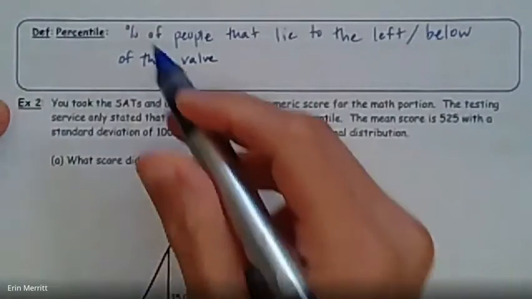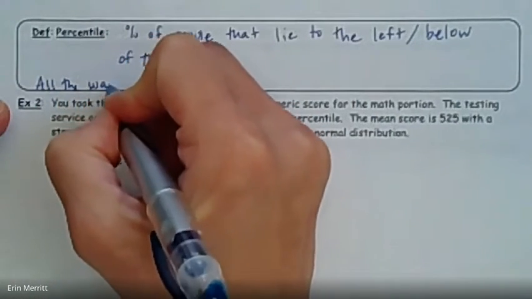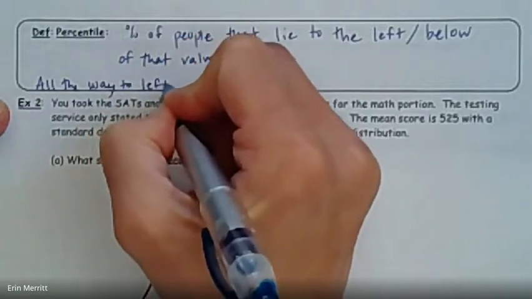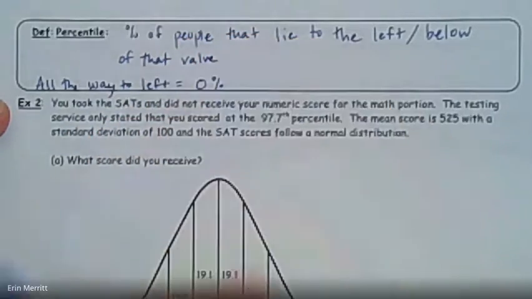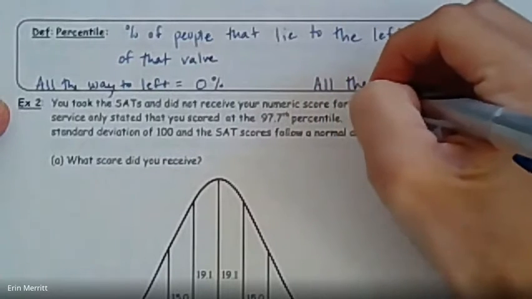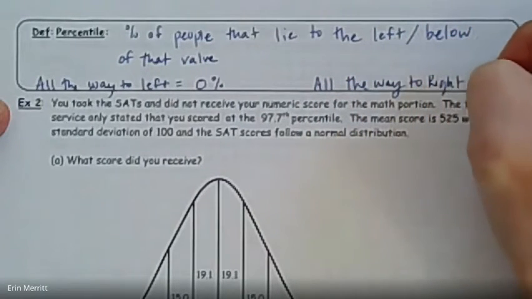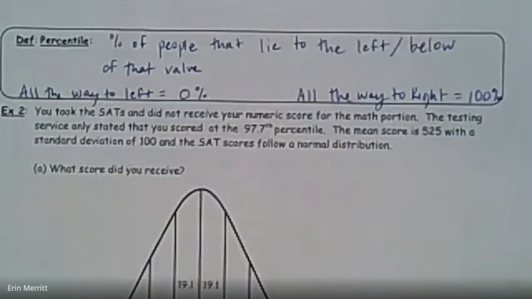So something to keep in mind. If you're all the way to the left, you would literally be at the 0% or 0 percentile, right? If you're all the way to the right, that would be at 100%.